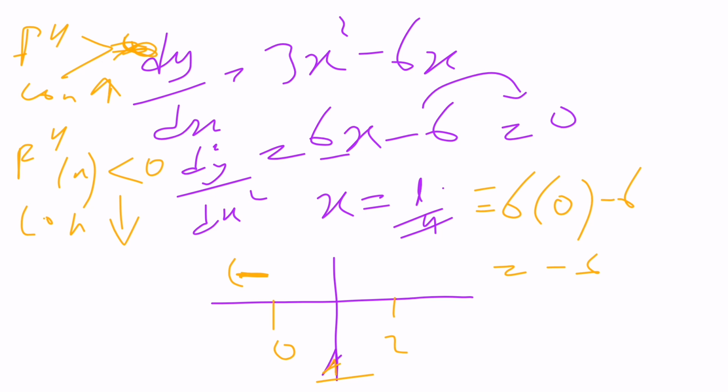So also try to test the other value, which is 2. Here we found negative for 0, so it means that from 0 going to 1, we have concavity downward. If we test 2 in the equation, 6 times 2 is 12, 12 minus 6 is 6. That is positive, so this side is concavity upward.